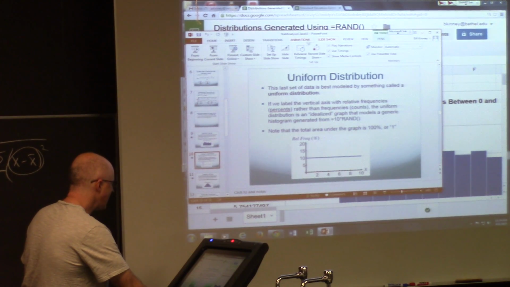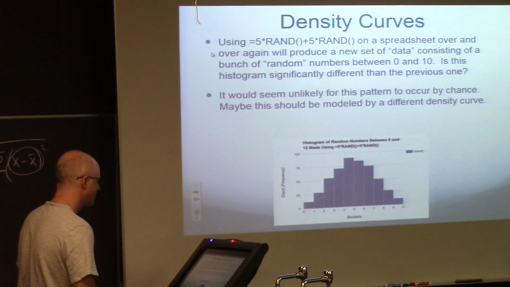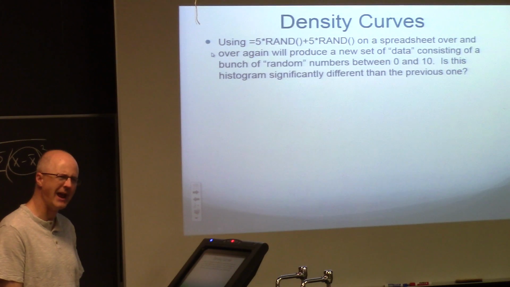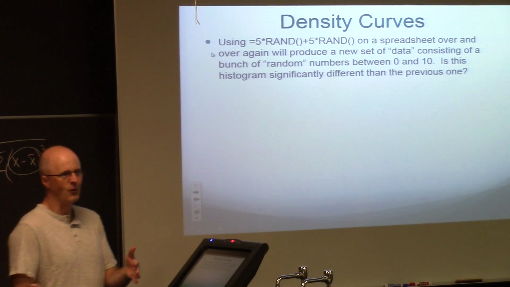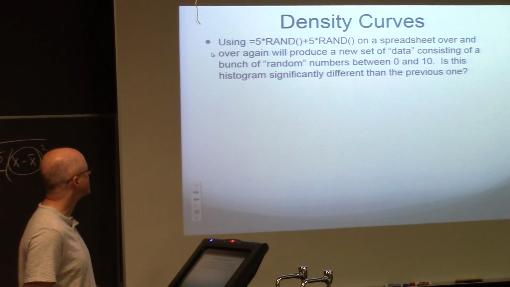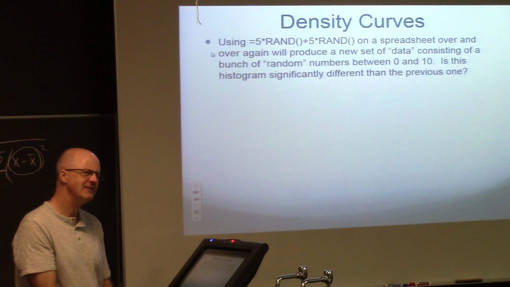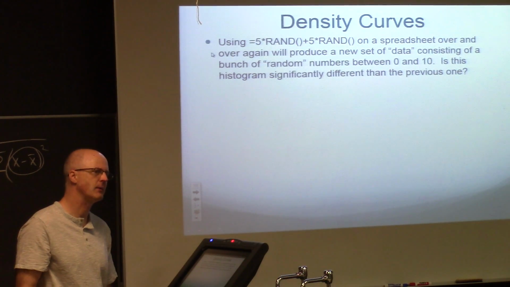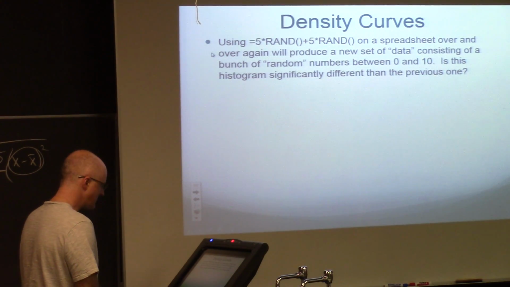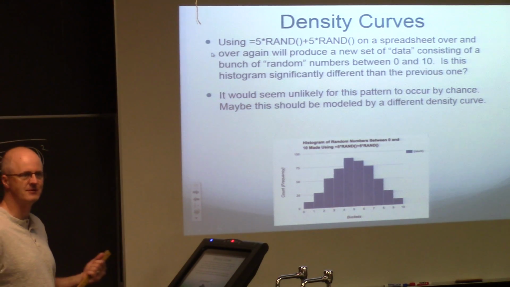Use rand again, but this time, let's do equals 5 times rand plus 5 times rand. Now again, rand produces a random number between 0 and 1. I'm using it twice, and each time I'm multiplying by 5. Shouldn't that still produce random numbers between 0 and 10 that are sort of evenly distributed? The answer is no. It has a definite pattern.